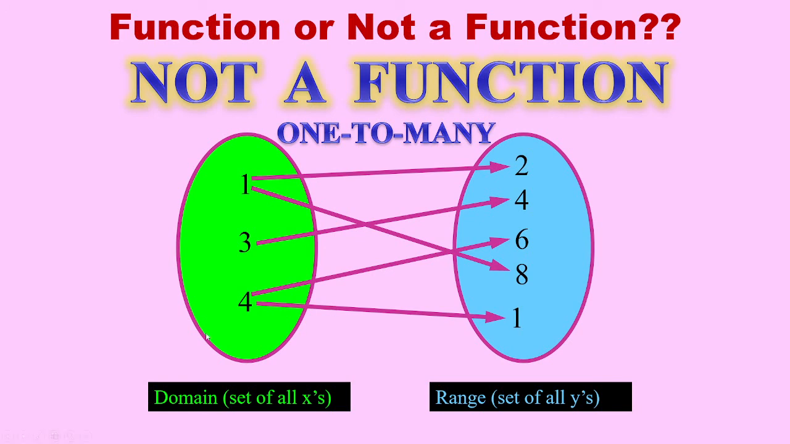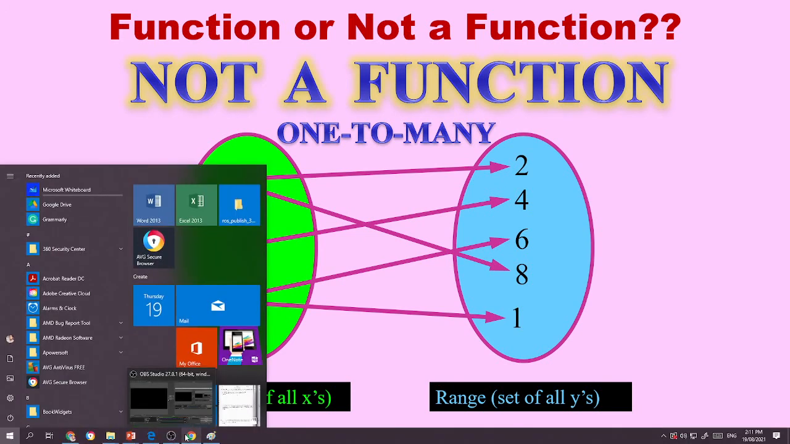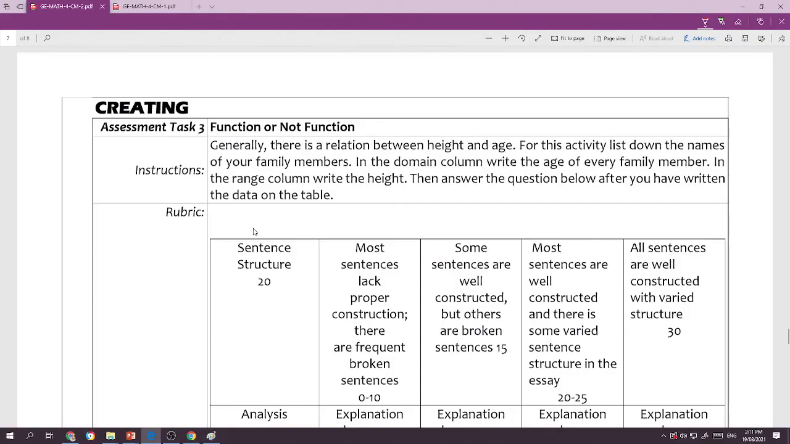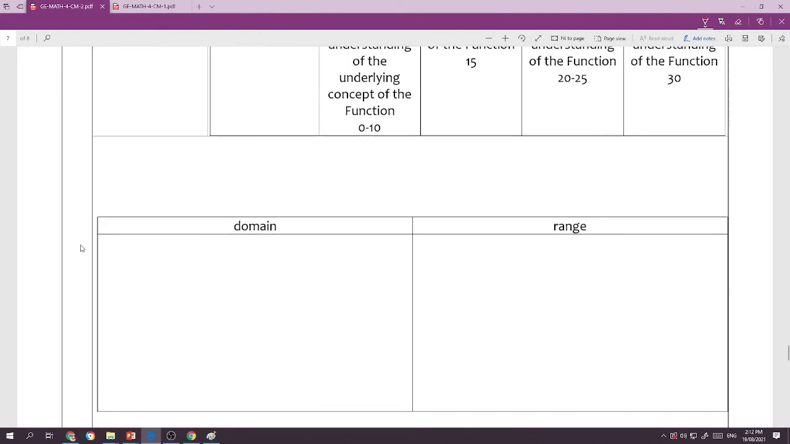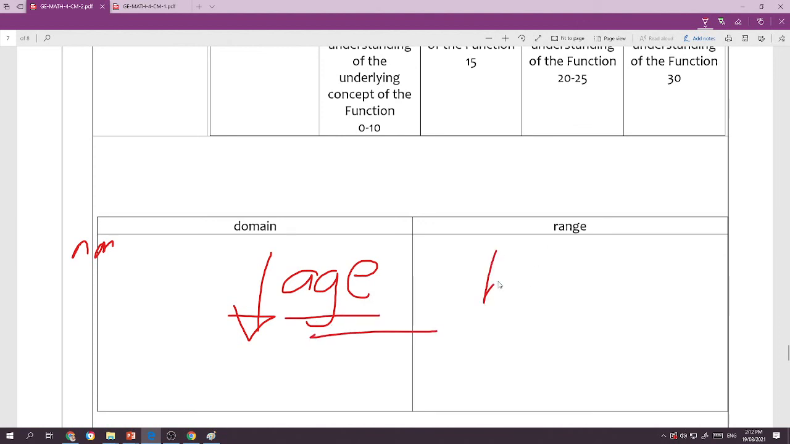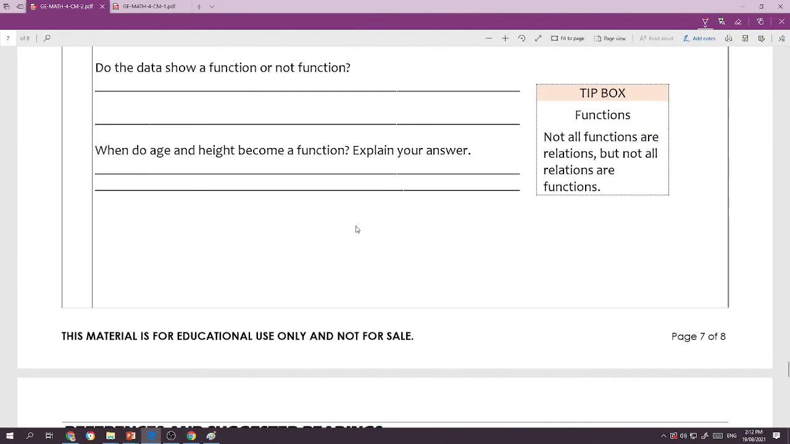So, meaning, you will answer the creating part here. Look at the creating. What you will do is arrange it in a table. In the domain column, what do you write? Age. It can also be the name of the parents. You can also put the name here. What do you put in the domain? Age. What do you put in the range? Height. Okay.